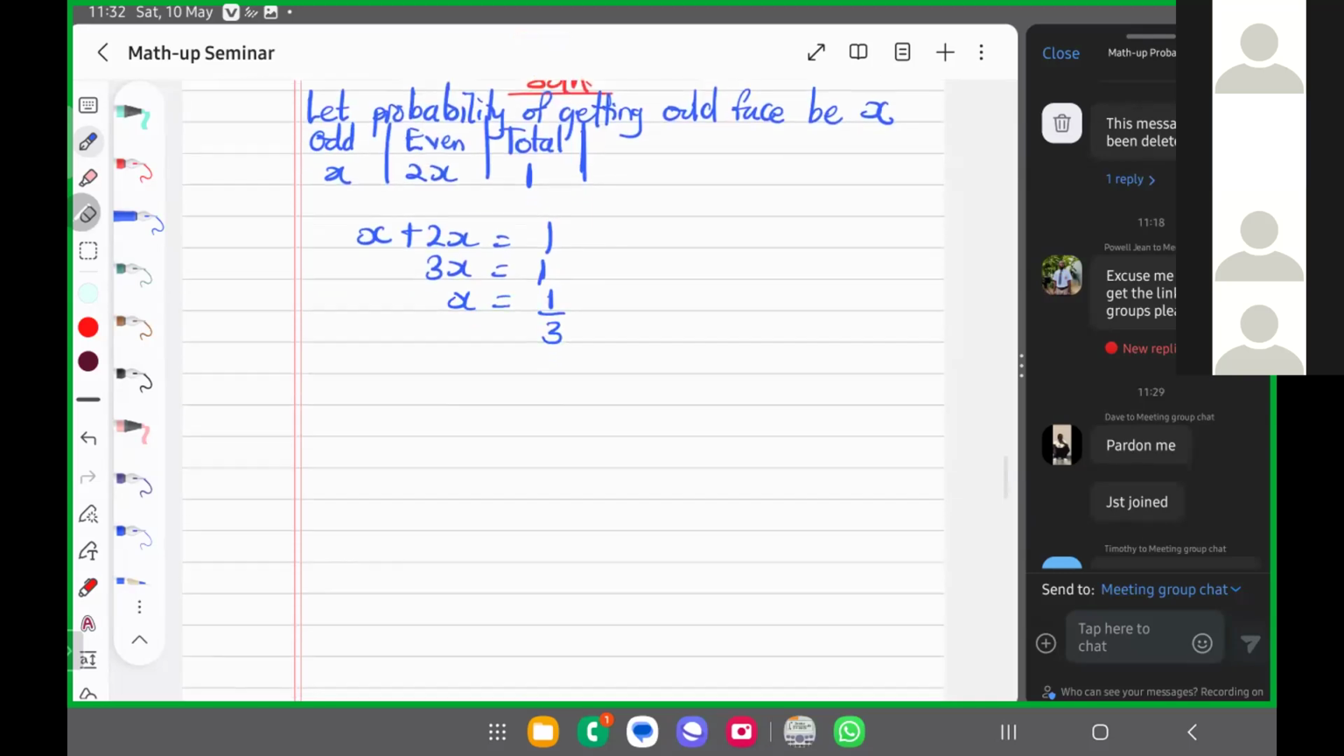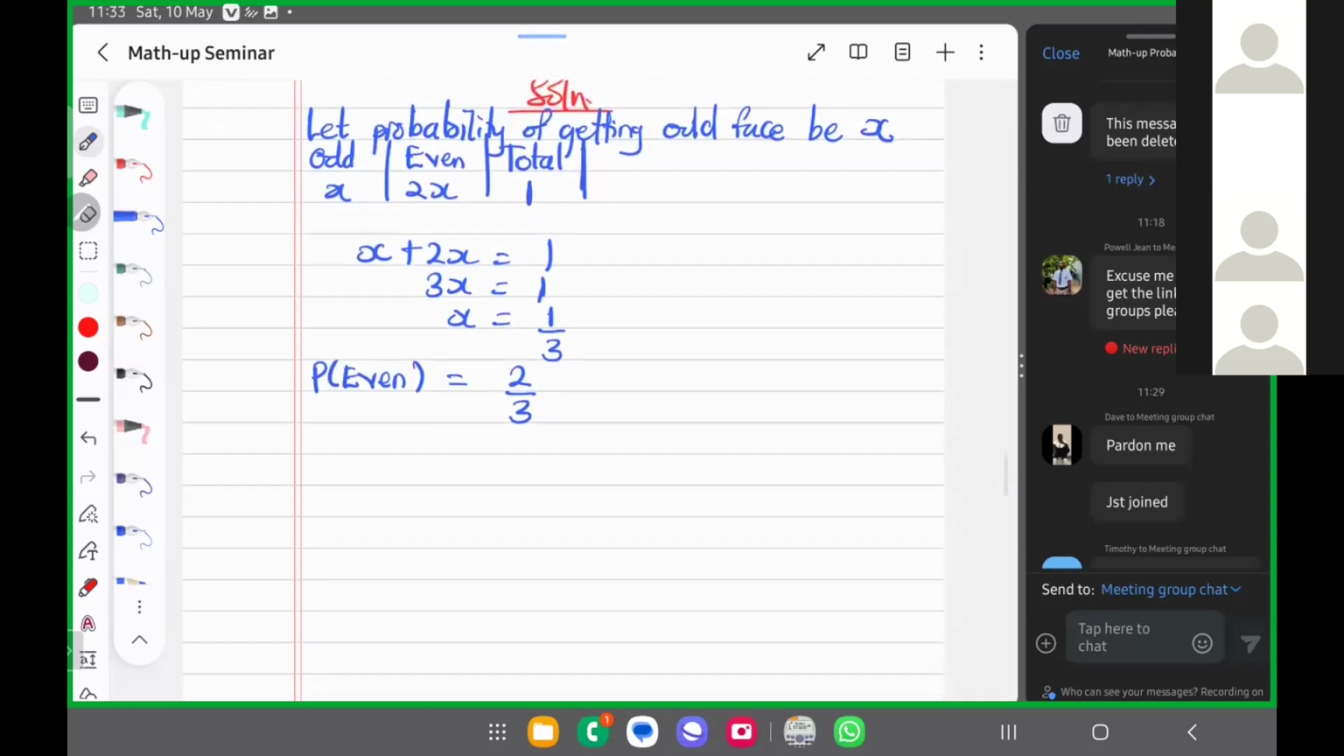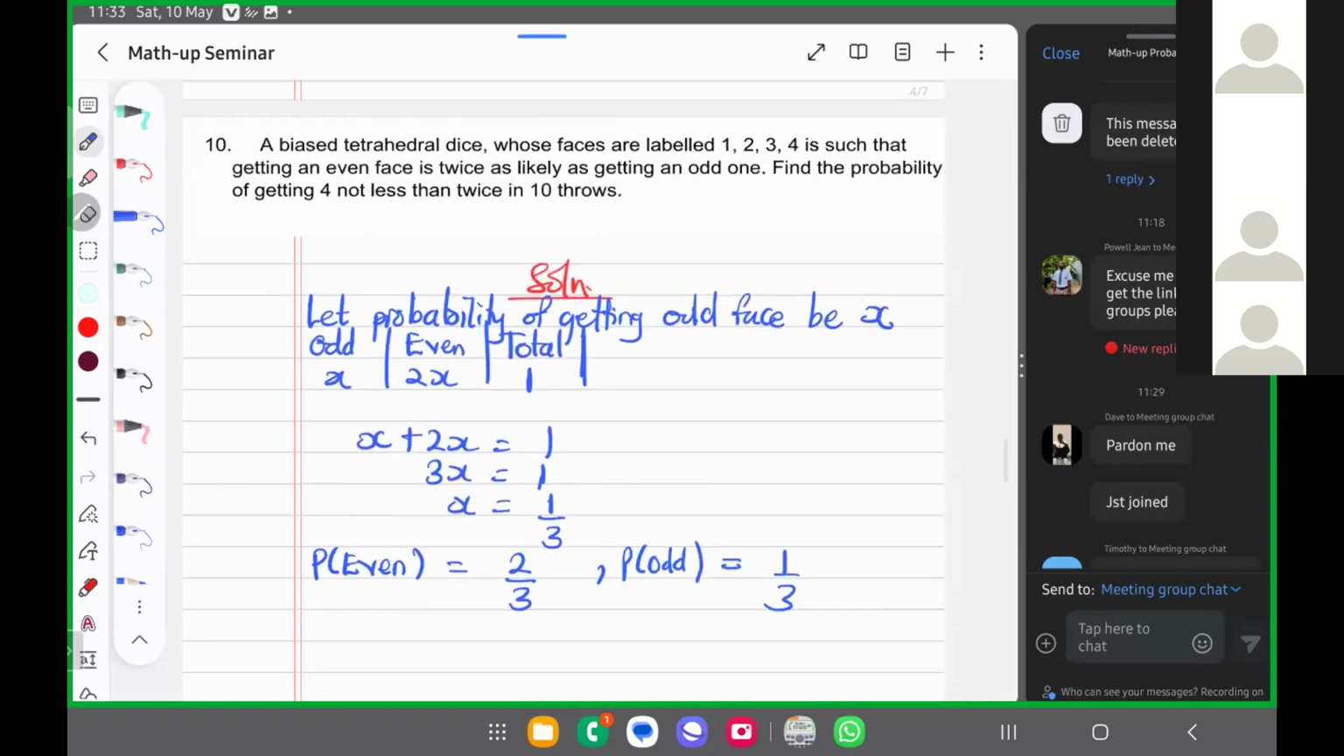So it means that probability of getting an even face is 2/3. Then probability of getting an odd face is a third. So they're telling me to find the probability of getting 4 not less than twice in 10 throws.